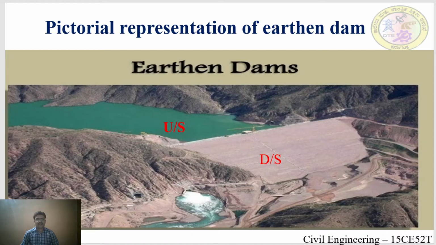This is a pictorial representation which shows the earthen dam, where the upstream face and the downstream face are there. At the upstream face water is stored, and water flows from the upstream face to the downstream face due to gravity.